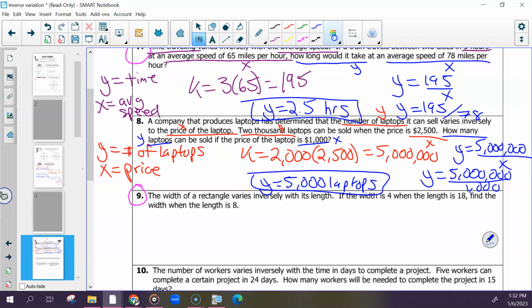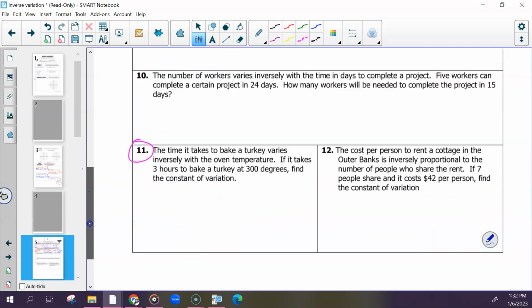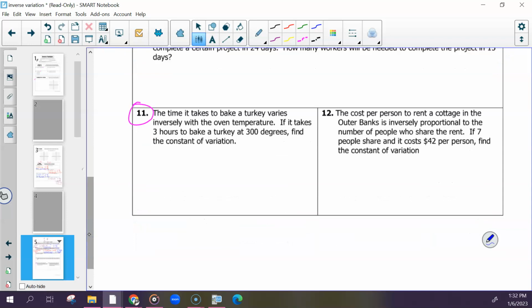Question on that one? One more, and then any you guys want to see, and then we'll be done. So let's do 11. The time it takes to bake a turkey varies inversely with the oven temperature. What is your X? What is your Y?